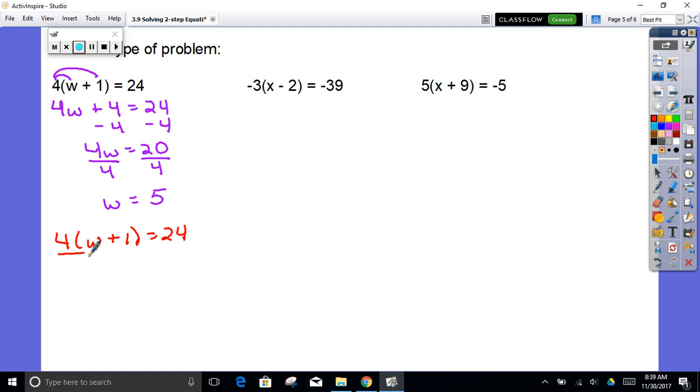This is even quicker to just divide both sides by 4. We get W plus 1 equals 6. Subtracting 1 from both sides gives us W equals 5. So when we did it this way, it ended up being a 3-step equation because we had to distribute, then we had to undo addition, then we had to undo multiplication. If we do it this way, it's only a 2-step equation.